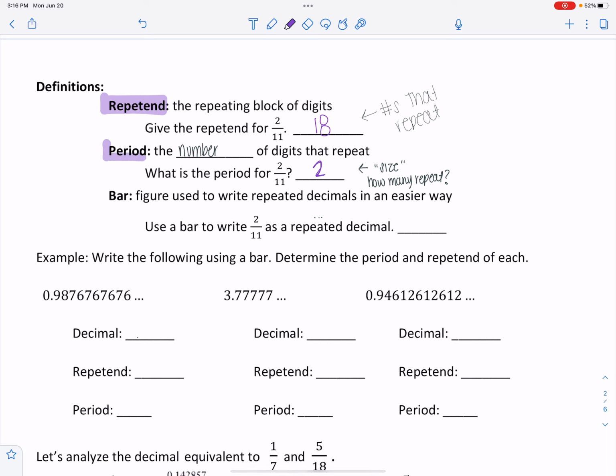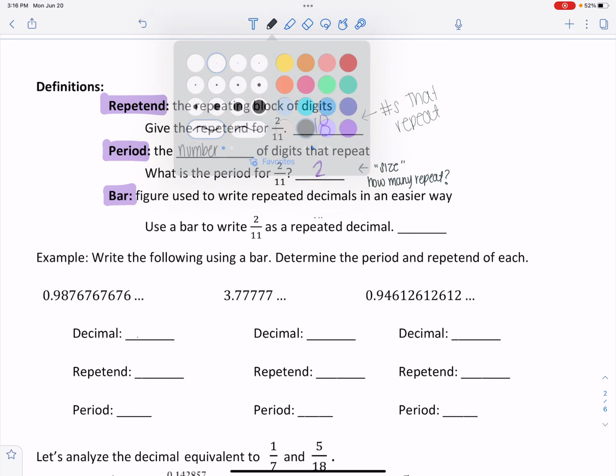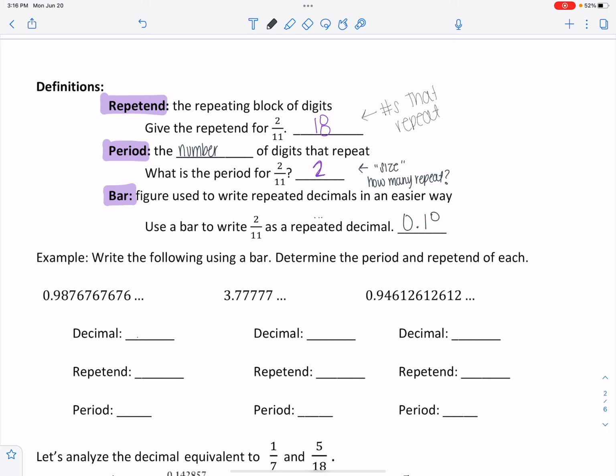And then I've got the bar notation. Bar notation is just what we introduced in the last video. I can write these decimals with a bar over the repeated digits. And so I can write 0.181818 as 0.18 with the bar. And remember with that, we want to write it with the least possible digits. So we do not want to write this as 18 18 repeated that way. We want to write it as 0.18 repeated.